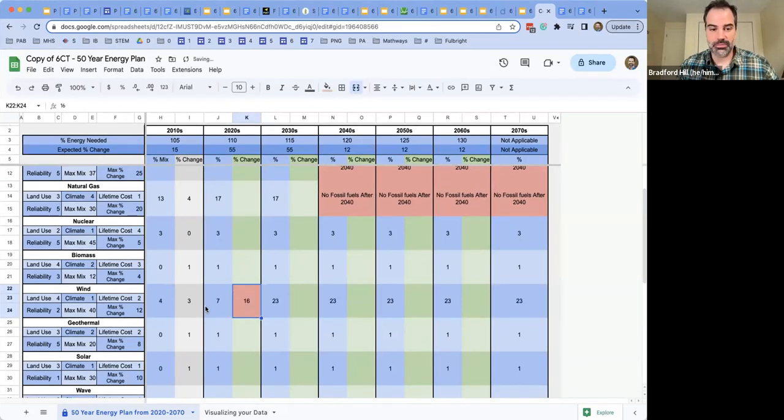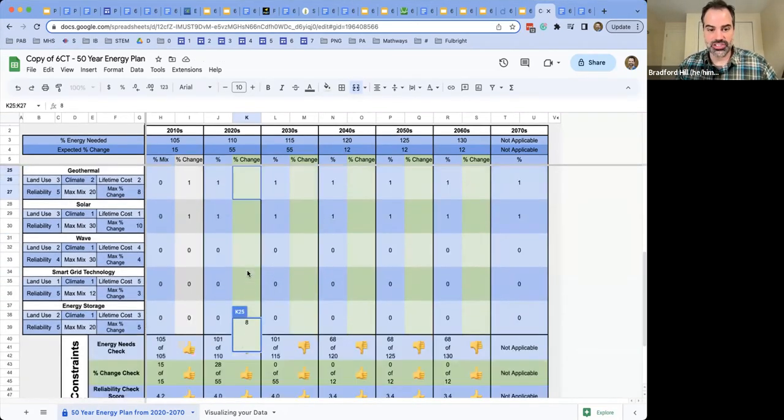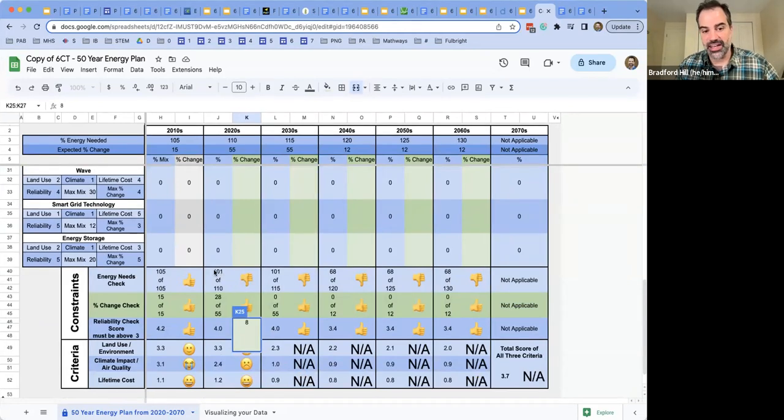Oh, I get the red bar. Why? Let me go look. Oh, my max change. We can't build that many wind turbines in that decade. So I see that my max change is 12, so I'm going to go to 12. And then I might even add some geothermal. I'll just put 8. As we change those numbers, they get immediate feedback. They have 101 energy units, but they need to get up to 110. So they've got to grow. With that geothermal, it just went up 8 to 109.